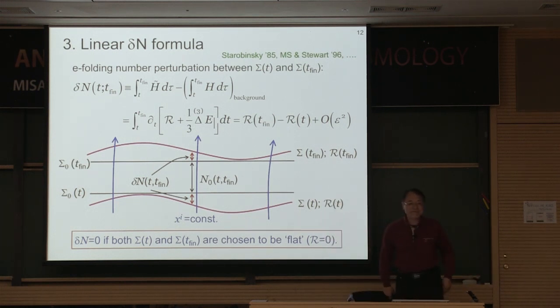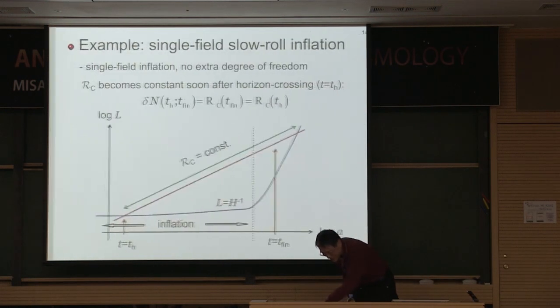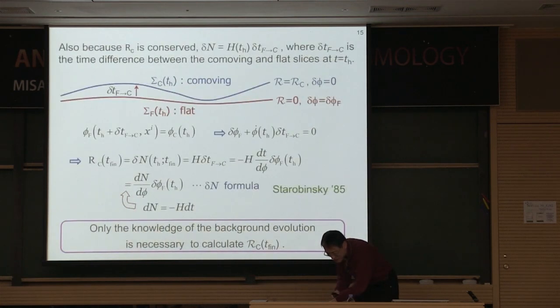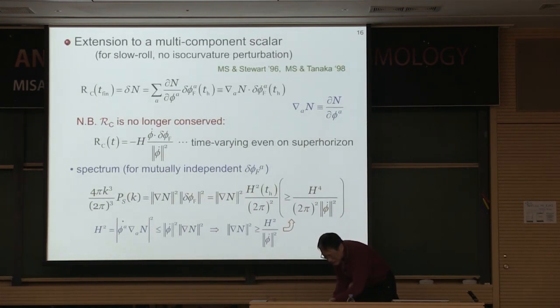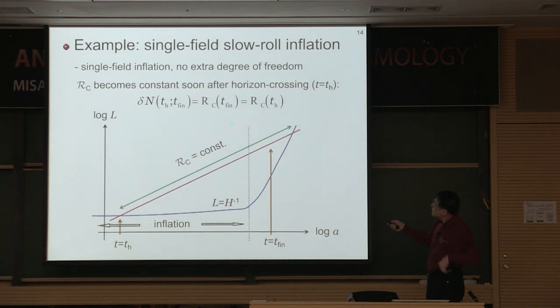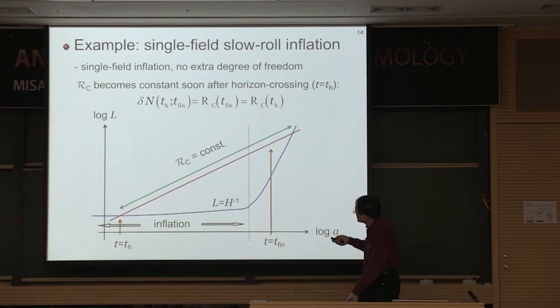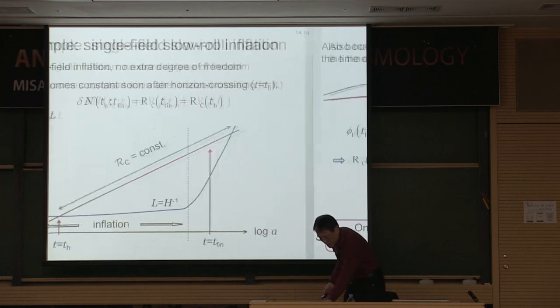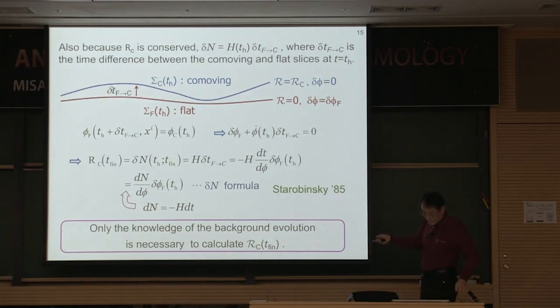That's right. So now maybe I should just skip this because I don't have much time. But maybe I should. This is the simple case of single field inflation, as we have said. In this case, you don't really need the delta N formula, but you can interpret the final result in terms of delta N, meaning that the fluctuation between some finite time and the initial is given by the fluctuation at the initial Hubble time at Hubble crossing.